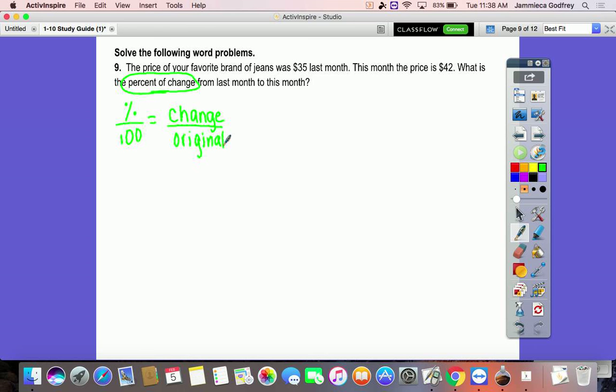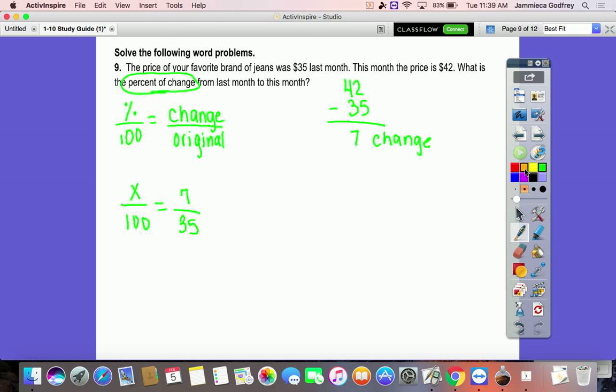Now the first thing I need to do is calculate my change. That's going to be $42, the new price, minus the old price. So $42 minus $35 will give me $7. It was a $7 change. Now I am looking for the percent, so I'm going to say x over 100. My change was 7. My original amount last month was $35. So this is my equation.